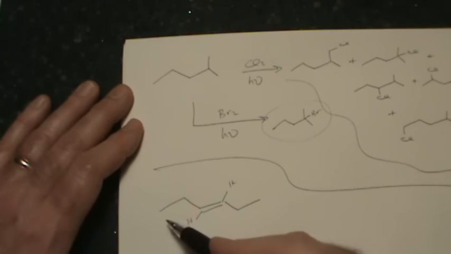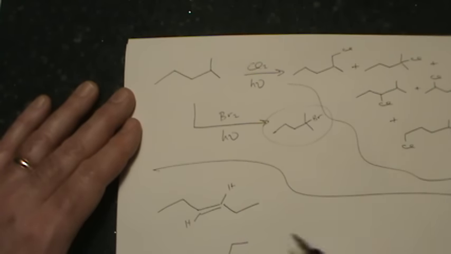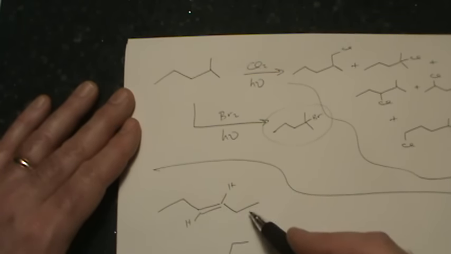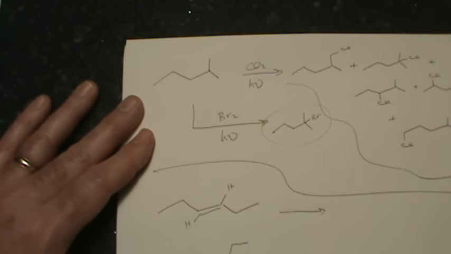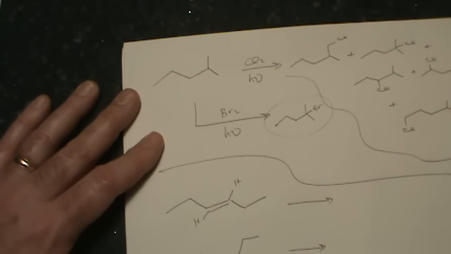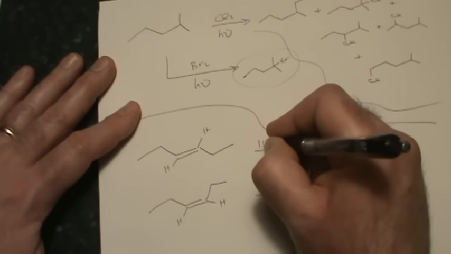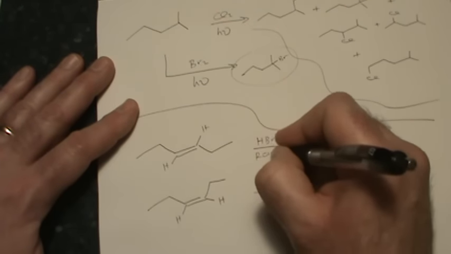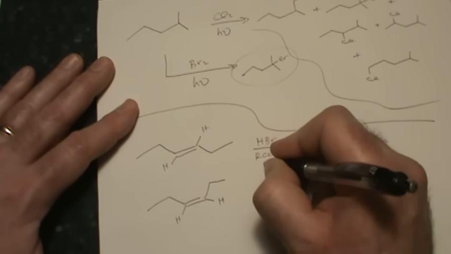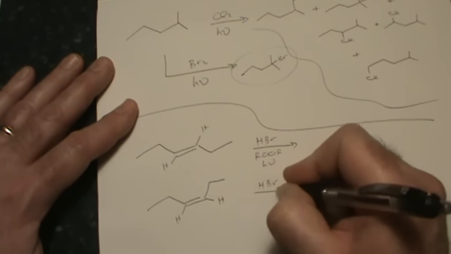And if you look carefully, I have here two molecules which are diastereomers of each other. This one is trans or E-3-hexene. This is cis or Z-3-hexene. And we're going to run the same reaction on both of them, the same reaction being a free radical hydrobromination. So here goes HBr, peroxide, and either heat or light, and I'm going to choose light. And I'm going to run the exact same reaction here.